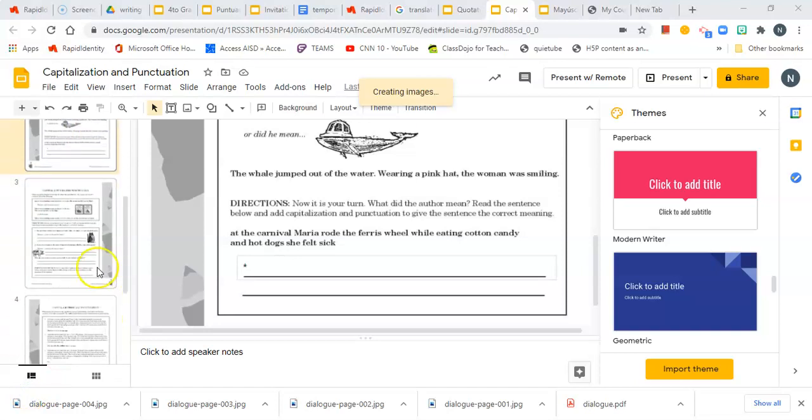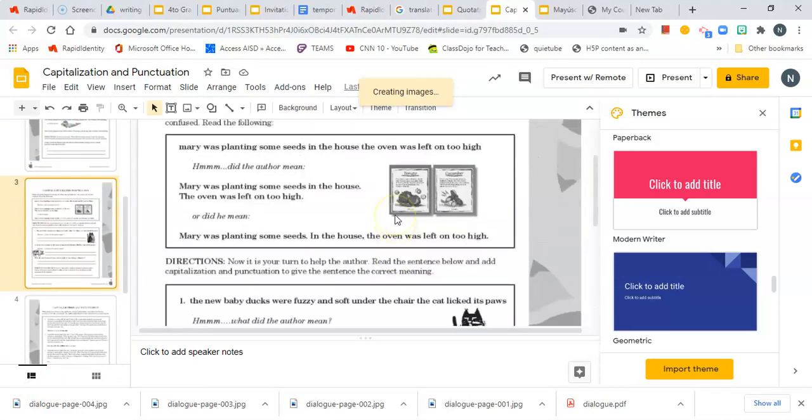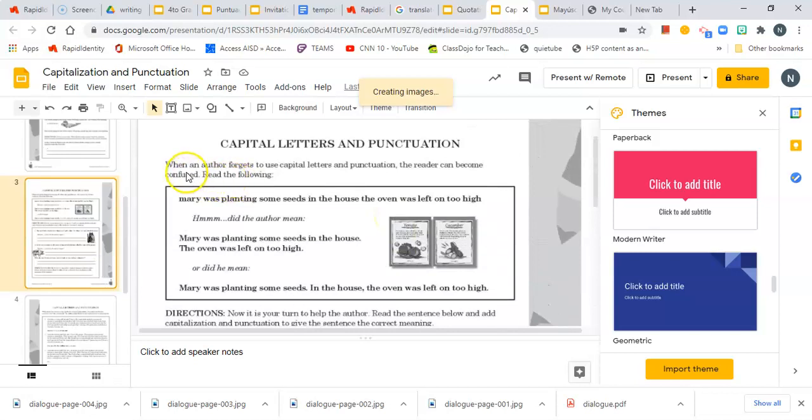Okay, go to slide number 3. Remember, when an author forgets to use capital letters and punctuation, the reader can become confused. Read the following. Mary was planting some seeds in the house. The oven was left on too high. Again, that doesn't make a lot of sense. So let's look at this way.